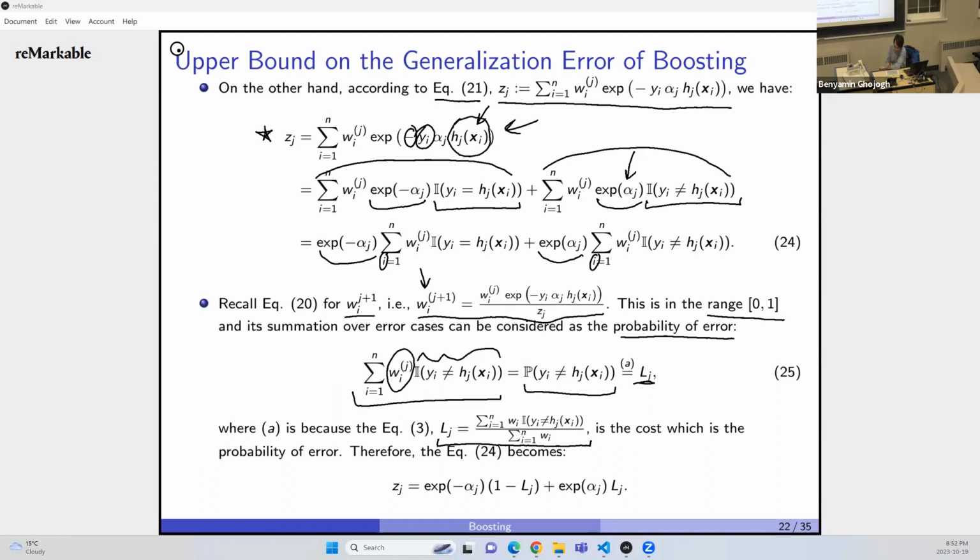Agreed? So therefore, equation 24, as a result, this in the equation 24 is Lj, right? Agreed? And what about this one? This is the probability of correct classification, which is 1 minus probability of error. 1 minus Lj. Do you follow me, guys? 1 minus Lj, and the rest is as before. So the exponential operators are as before, here and here, right? Agreed?